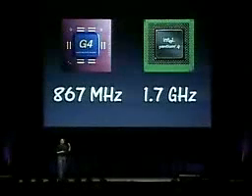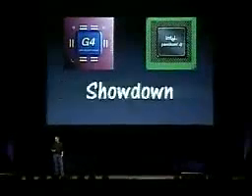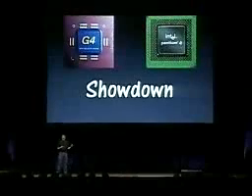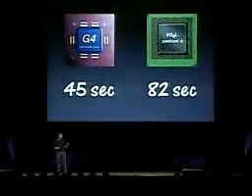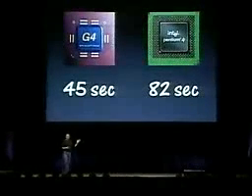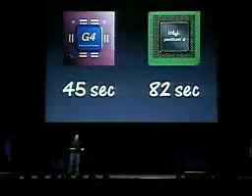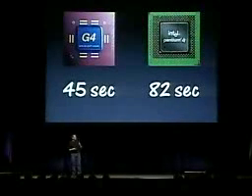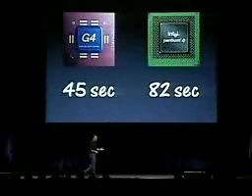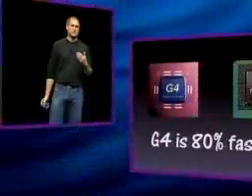In our showdown, we've got an 867 megahertz G4 against the 1.7 gigahertz Pentium 4. In the showdown, the G4 completed the task in 45 seconds. The Pentium 4 took 82 seconds for the same exact task. That means the G4, at this task, is 80% faster than a 1.7 gigahertz Pentium.